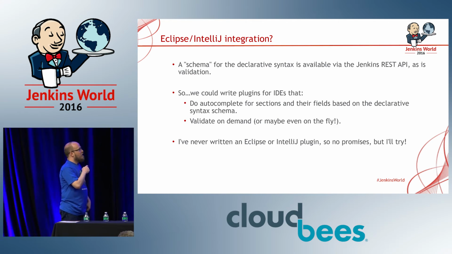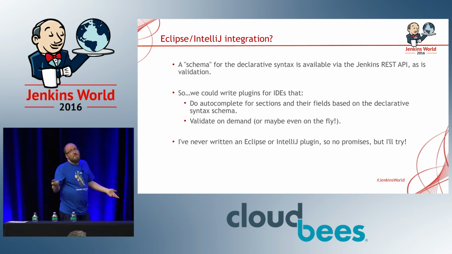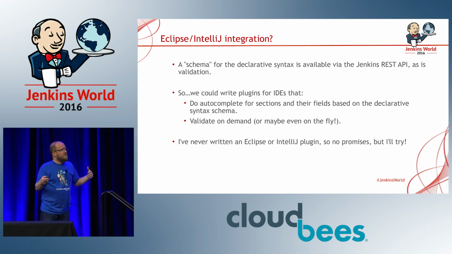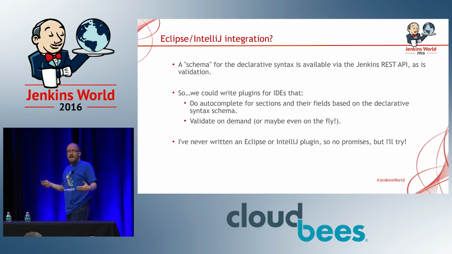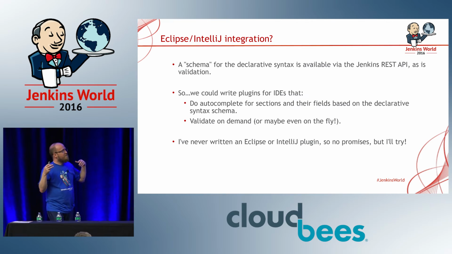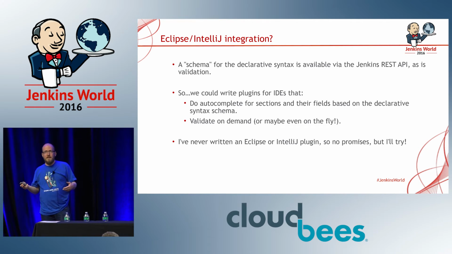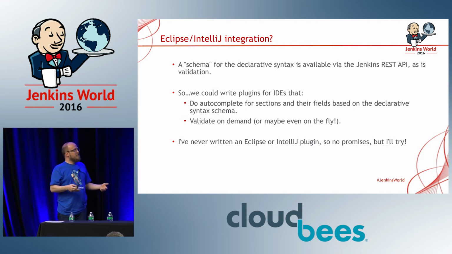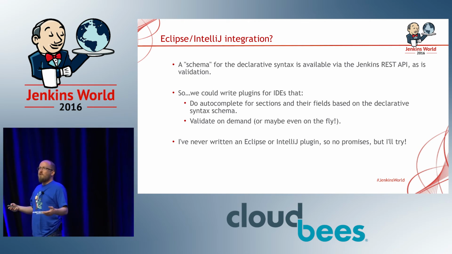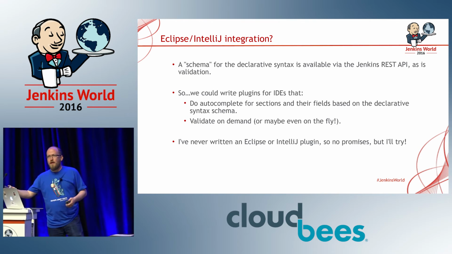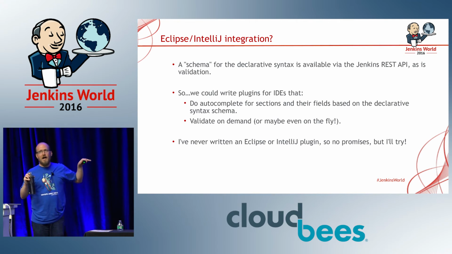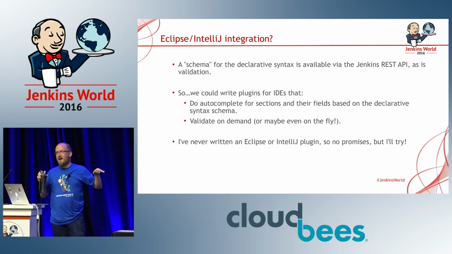Eclipse and IntelliJ integration, maybe, perhaps. So since we've got a schema, as it were, for the declarative syntax, we're exposing that via our REST API. We've got the validation via the REST API as well. It should be possible to write a plugin for an IDE that not only gives you autocomplete and type validation and the like, but actually can, on the fly, make sure that what you're writing is valid.